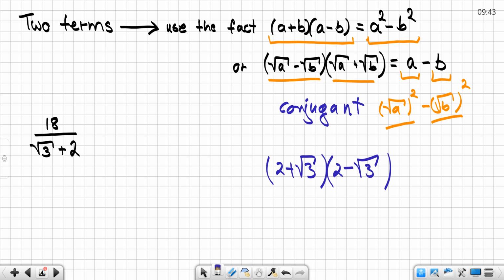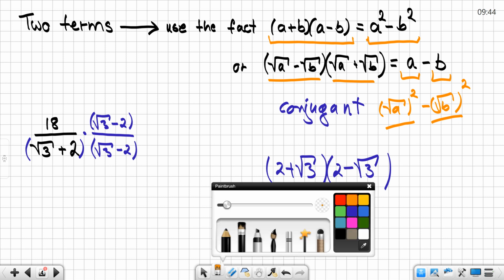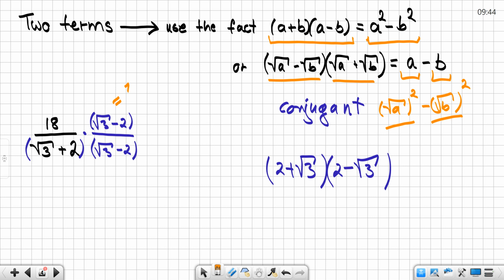And how am I using this in this case again? I am multiplying this again by a factor of 1. But this factor needs to be chosen wisely. I'm using the conjugate of the denominator. And the conjugate of the square root of 3 plus 2 is the square root of 3 minus 2. Just like in the last example, this is nothing else but the number 1. You have to make sure that this is the same thing divided by the same thing.